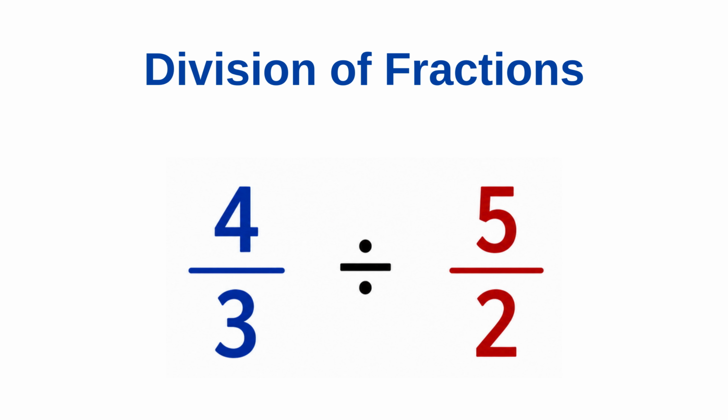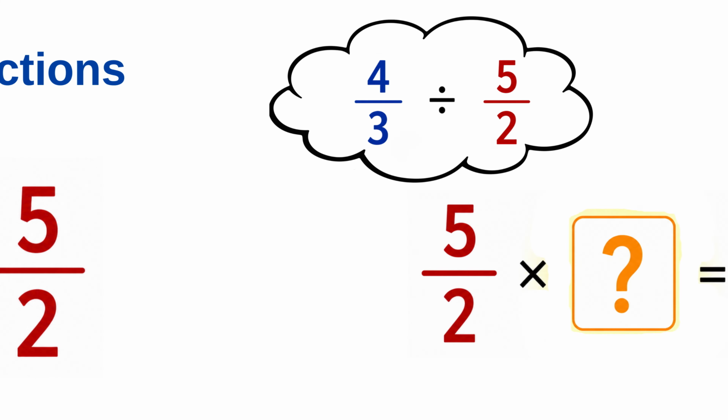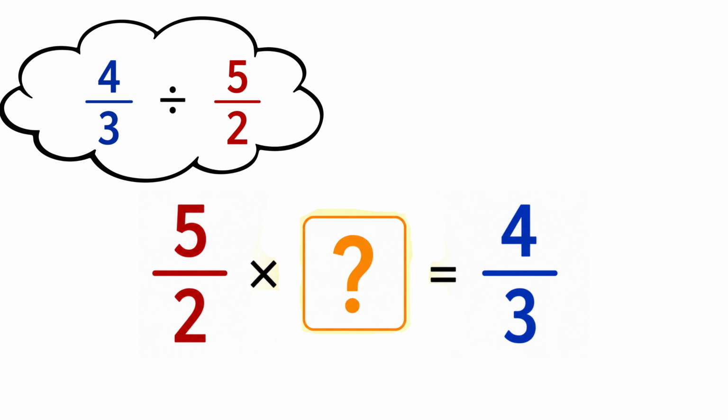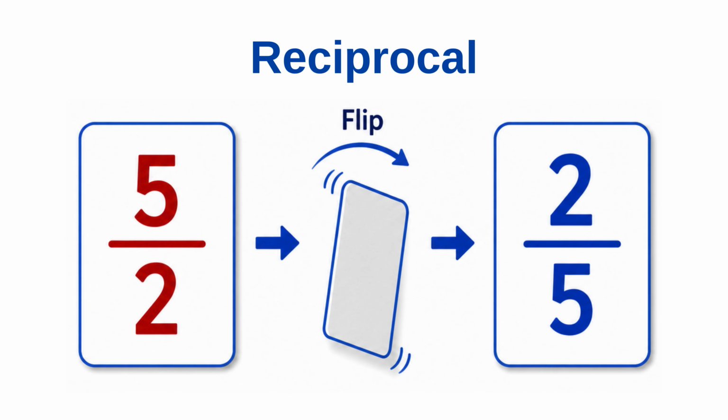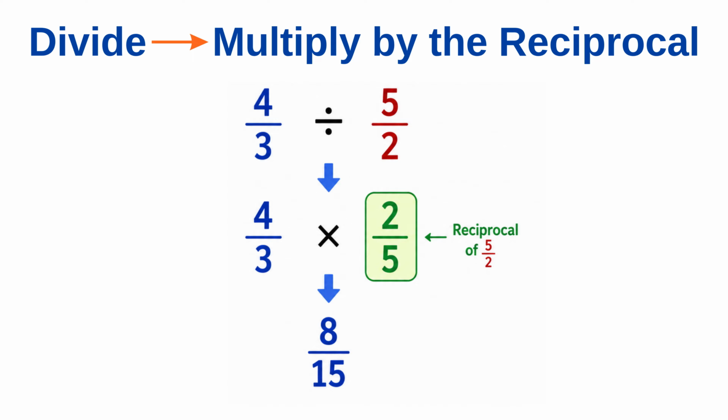Instead of treating division as an entirely new process, we reinterpret it as a multiplication problem. What number must be multiplied by the divisor to produce the dividend? This naturally leads to the idea of reciprocals. By multiplying by the reciprocal of the divisor, division of fractions becomes both elegant and efficient.